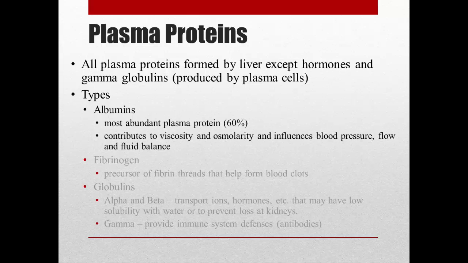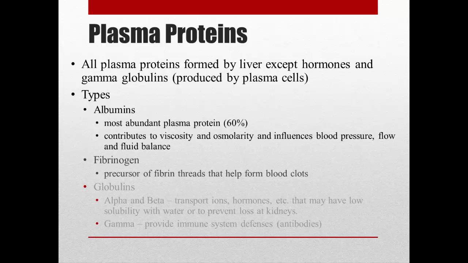Albumin, as mentioned before, is the most abundant of the plasma proteins. Again, it's made in the liver. It's going to contribute to the viscosity, how thick it is, and that osmolarity. We need the plasma proteins in there to help retain water so the water doesn't diffuse out of the blood vessels, and therefore we lower our blood volume and therefore blood pressure, and that would be bad. So we'll see that later when we get to the cardiovascular system. We'll spend more time thinking about albumin then.